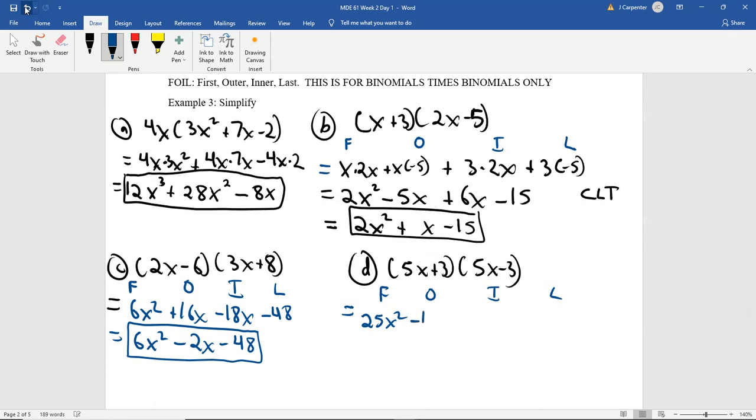Minus 15x. And something interesting happens with the inner, that's the 3 times the 5x. What do we get on that one? Plus 15x. And the interesting part will happen on the next line. And our last, 3 times negative 3, that's going to give us a minus 9. So let me ask you all this. What do you think I mean is interesting that happens with the combining of these two terms?